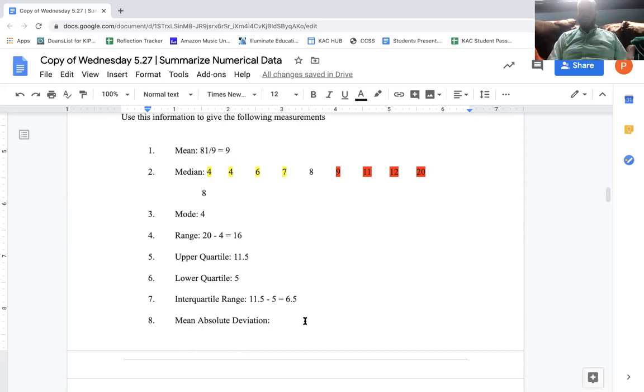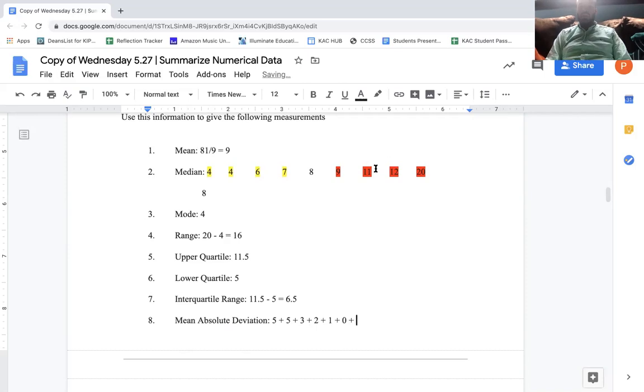Mean absolute deviation is probably the one that's going to take you the most time. Step 1 was to find the mean. I already did that. Step 2 is to find out how far away each number is from the mean. How far away is 4 from the mean? 5. How far away is 4 from the mean? 5. How far away is 6 from the mean? 3. How far away is 7 from the mean? 2. How far away is 8 from the mean? 1. How far away is 9 from the mean? It's the same place, so I put 0.